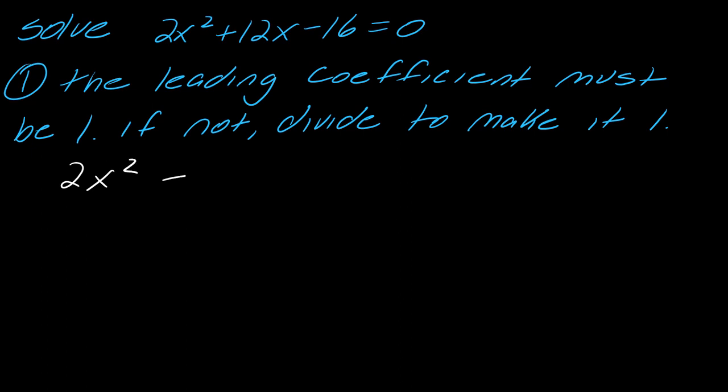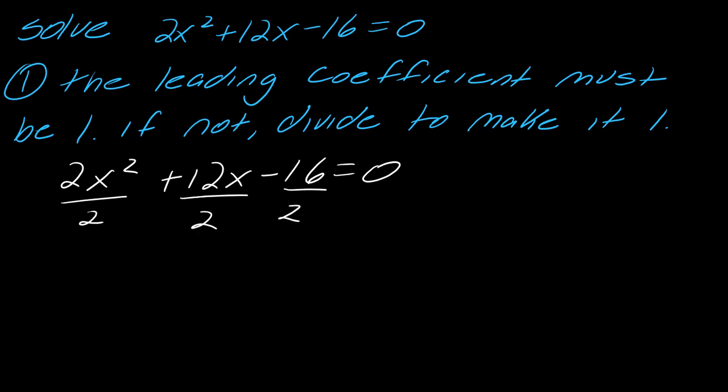So I'm going to take my whole equation, and we're going to write this out in just excruciating detail so that we can really follow what it is that we're doing. So I divide everything by 2, and I'm left with x squared plus 6x, sorry, x squared plus 6x minus 8 equals 0. Okay, cool. So that's step 1.